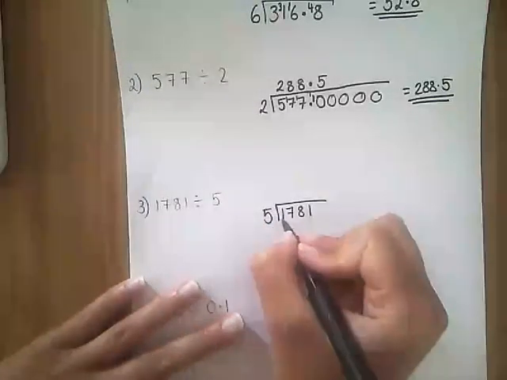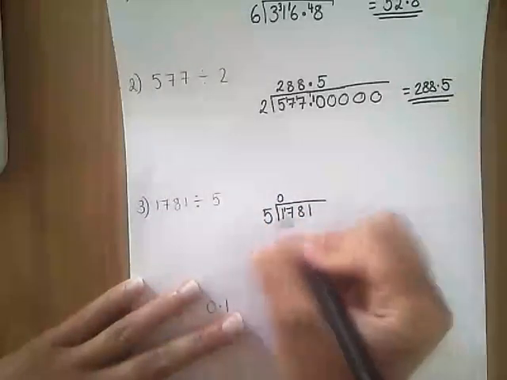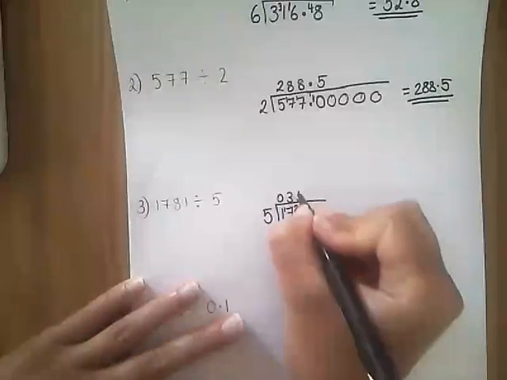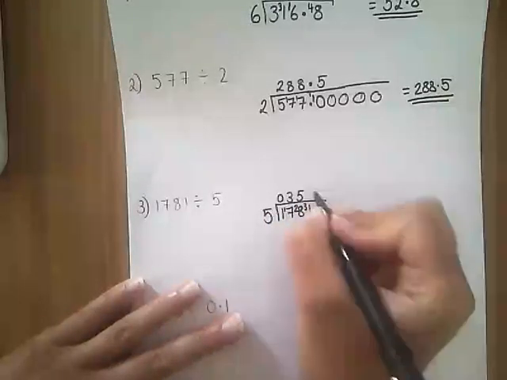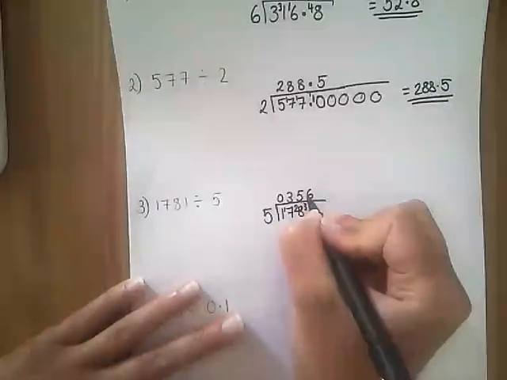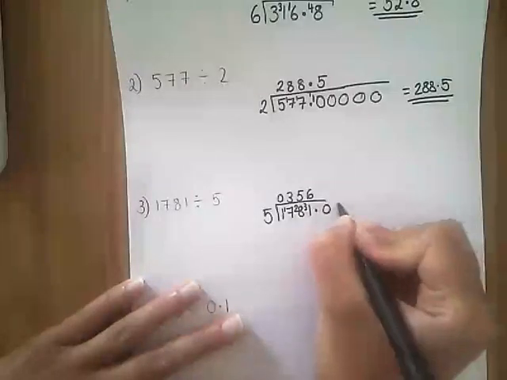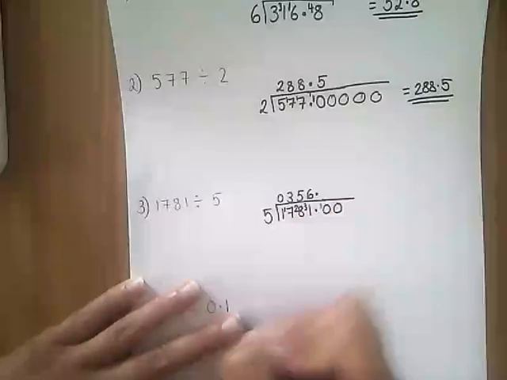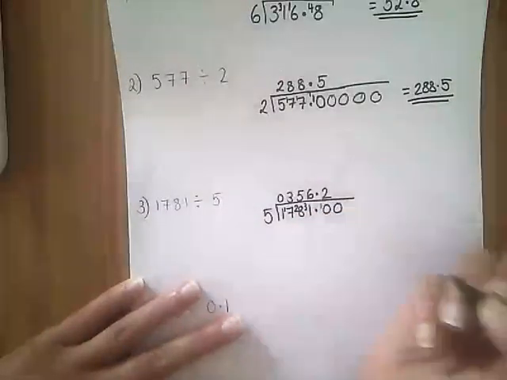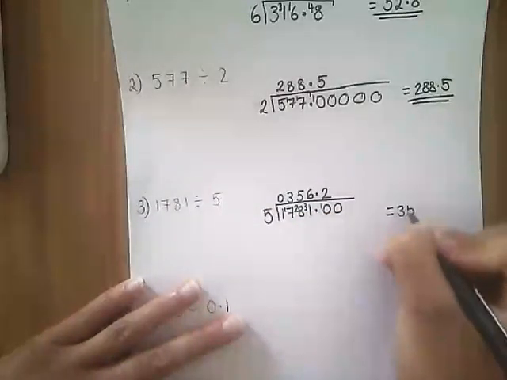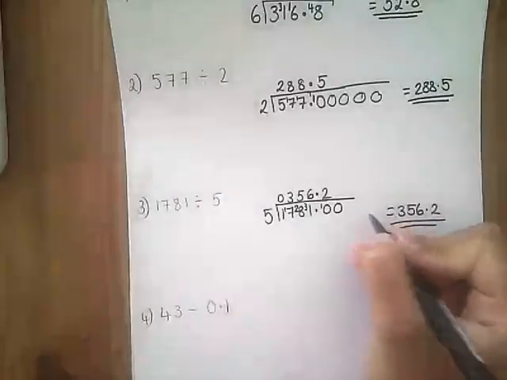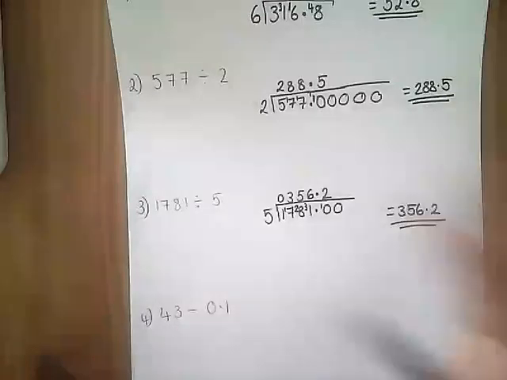5's into 1 don't go, carry the 1. 5's into 17 go 3 times, remainder 2. 5's into 28 go 5, remainder 3. 5's into 31 go 6, remainder 1. So I'm going to put the point zeros on, and I'm carrying the 1. Keep the decimal point in the answer. 5's into 10 go twice, and so my answer, 356.2. You can keep going, keep adding as many zeros as you need to for as long as you like, okay?